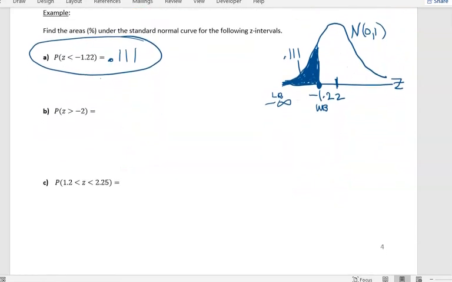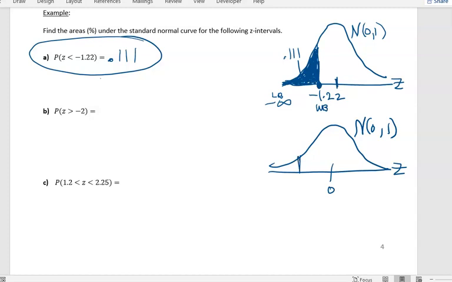Okay, here's another one. It says z is greater than negative 2. All right, so I'm going to draw my curve. I'm going to write my z-score in. Since it's a z-score, it has a mean of 0 and a standard deviation of 1. I want 0 in the middle, so negative 2 is going to be somewhere over here. And this says greater than negative 2, so I want the area on the right side. That means this time my lower bound is going to be negative 2, and my upper bound is going to be positive infinity.